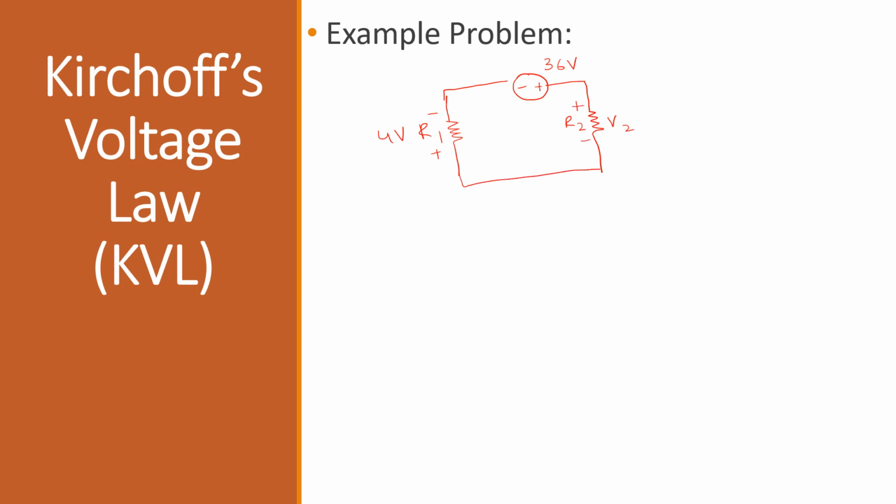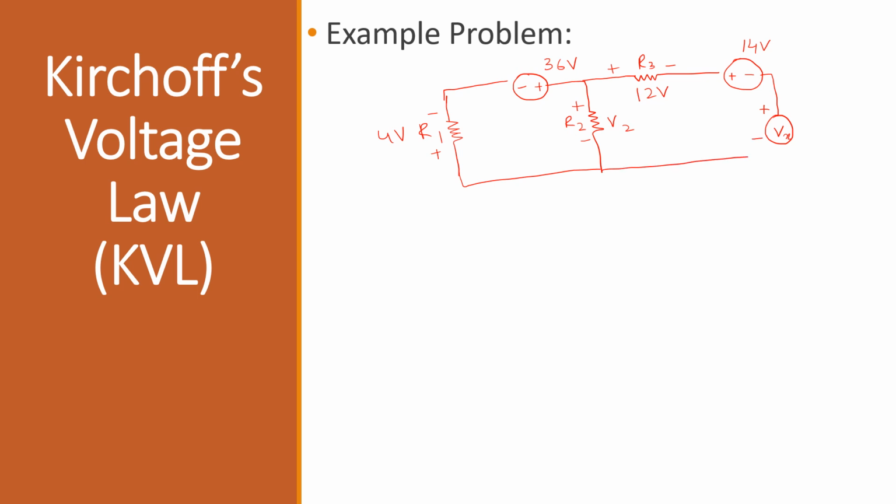Now this voltage source of 36 volts is further connected to R3, and this is positive terminal, this is negative terminal, and the voltage drop across R3 is 12 volts. This R3 is again connected to another voltage source of 14 volts. This is positive terminal, this is negative terminal. Now again this is connected to another voltage source Vx. This is positive terminal of Vx and this is negative terminal of Vx.